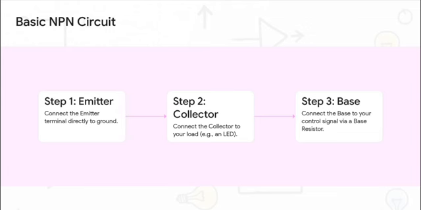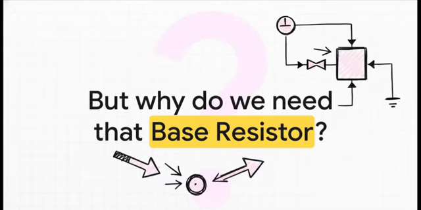The setup is actually pretty straightforward. Remember our faucet? The emitter, our spout, connects to ground. The collector, our inlet, connects to the thing we want to power, in this case our LED. And finally the base, our handle, is where we'll send our control signal. Now hang on, you might have noticed that little component mentioned in step 3, the base resistor. It looks kind of boring, doesn't it? Just sitting there? But I promise you, it is absolutely critical.